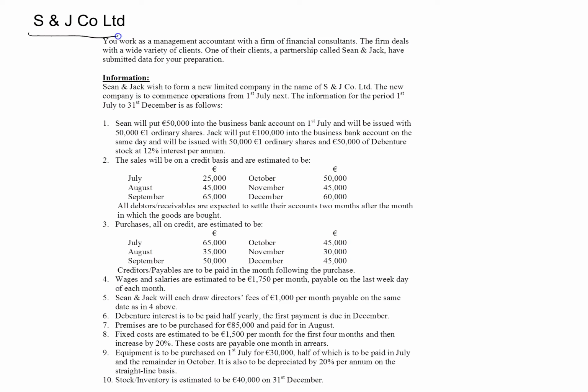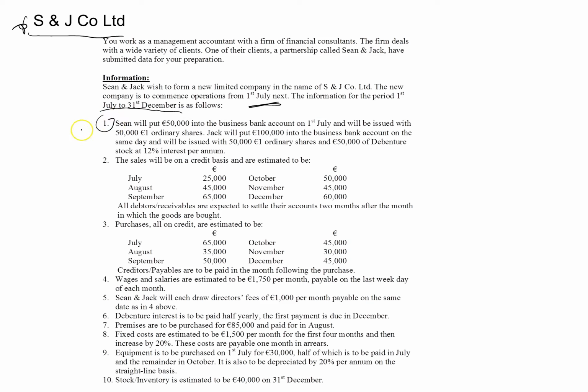So starting at the top of the page here, S&J Company Limited. You work as a management accountant with a firm of financial consultants. The firm deals with a wide variety of clients. One of their clients, a partnership called Sean and Jack, have submitted data for your preparation. Sean and Jack wish to form a new limited liability company in the name of S&J Company Limited. The new company is to commence operations from the 1st of July. So there's our timescale, starting on the 1st of July. The information for the report is the 1st of July to the 31st of December. So that's what we're going to do the budget for.